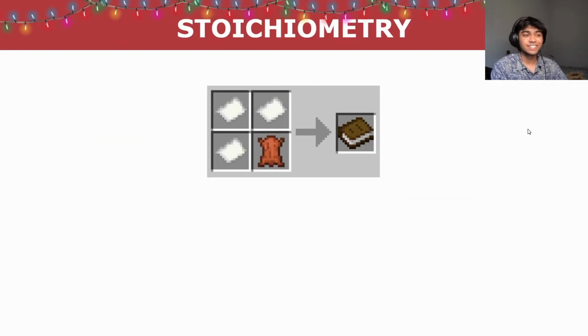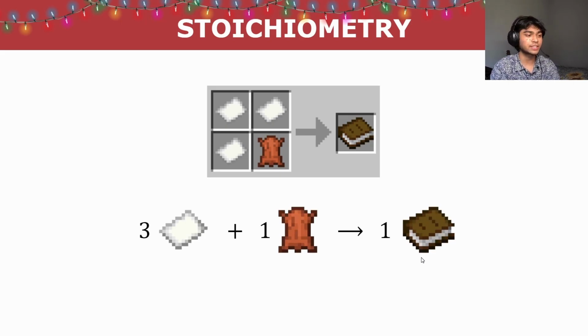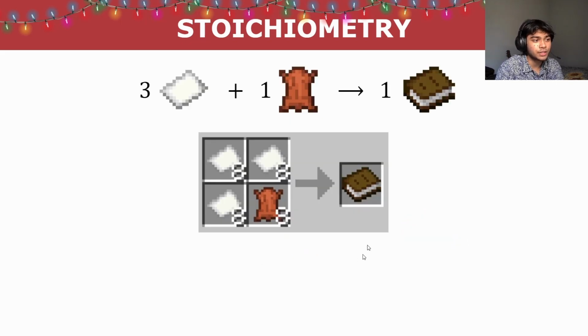Hear me out. So in Minecraft, in order to make a book, you need 3 pieces of paper and 1 leather. So you can kind of write a chemical reaction for this where you have 3 paper and 1 leather coming together to make a book. Now you could use this reaction to predict the yield of having 24 paper and 8 leather. If you have 24 pieces of paper and 8 leather, how many books are you going to be able to make? That's going to be 8 books. What you've done is you've predicted a yield.